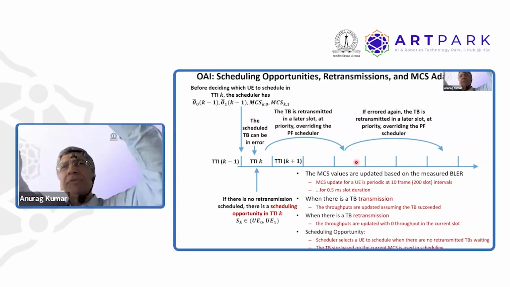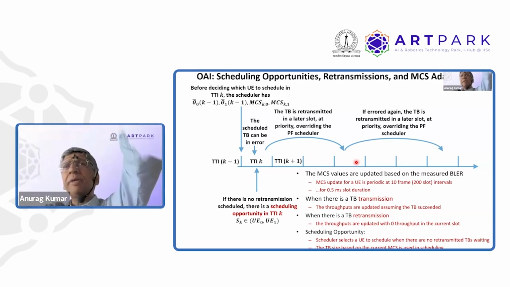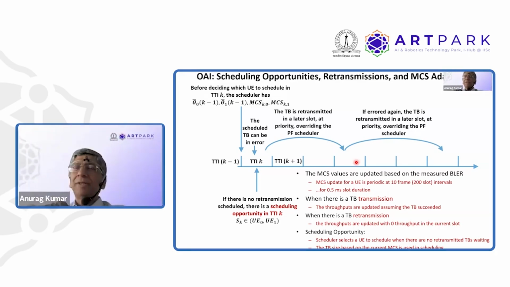I'm sure all of you know the 5G triangle: eMBB, mMTC, and URLLC, other way around. So the bottom left is mMTC, the bottom right is URLLC. Now, URLLC is ultra reliable, low latency communication.